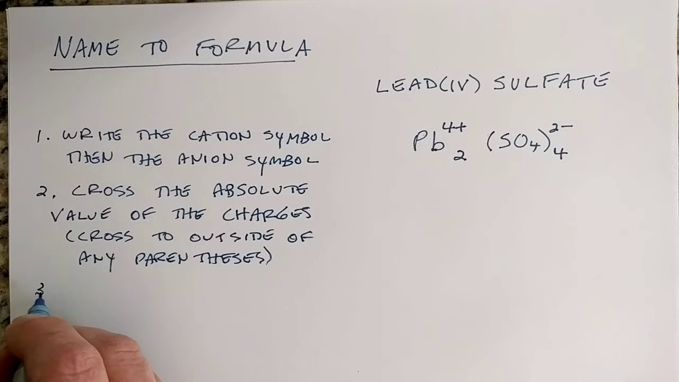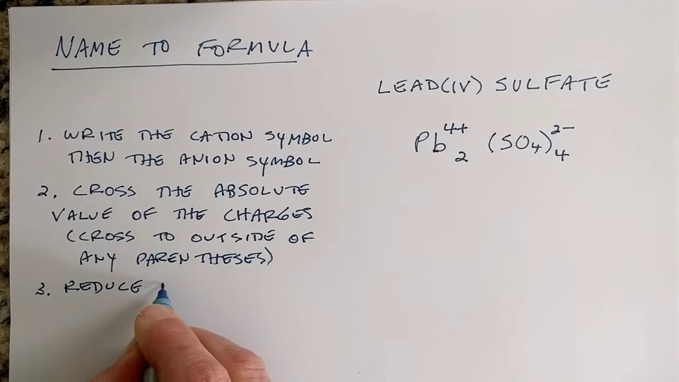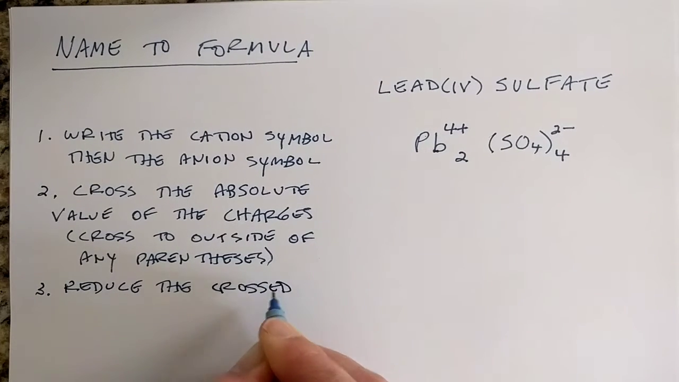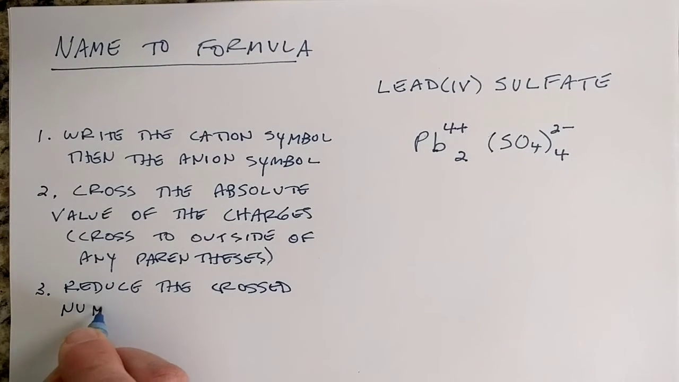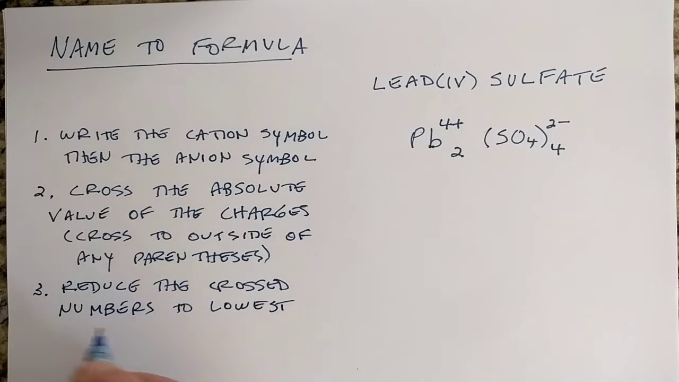Step 3, we're going to reduce the crossed numbers to lowest whole number ratio. Reduce the crossed numbers to lowest whole number ratio.